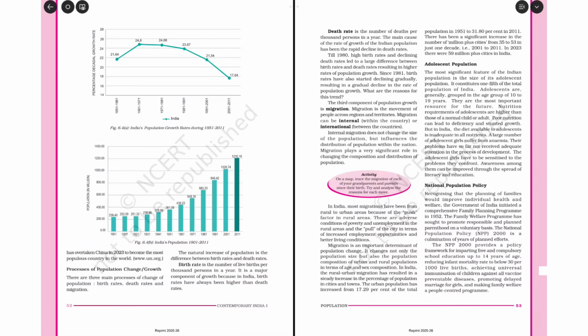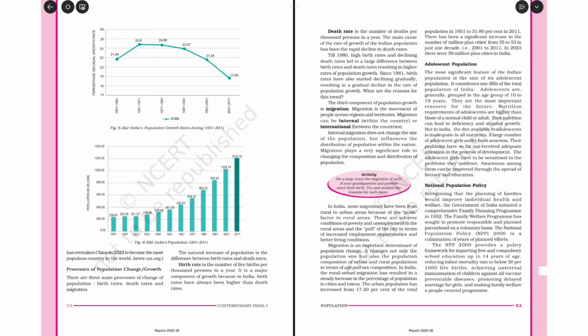Migration is an important determinant of population change. It changes not only the population size, but also the population composition of urban and rural populations in terms of age and sex composition. In India, the rural-urban migration has resulted in a steady increase in the percentage of population in cities and towns. The urban population has increased from 17.29% of the total population in 1951 to 31.80% in 2011. There has been a significant increase in the number of million-plus cities, from 35 to 53 in just one decade, i.e. 2001 to 2011. In 2023, there were 59 million-plus cities in India.